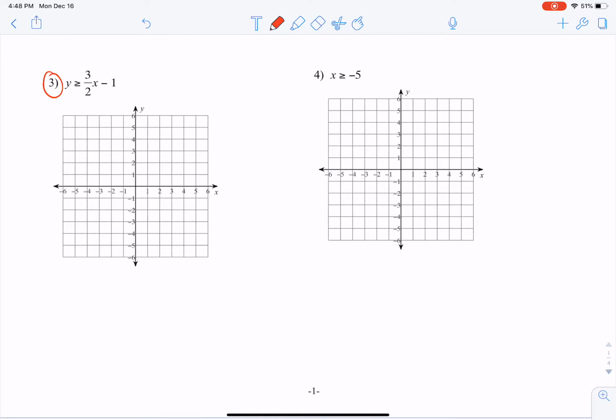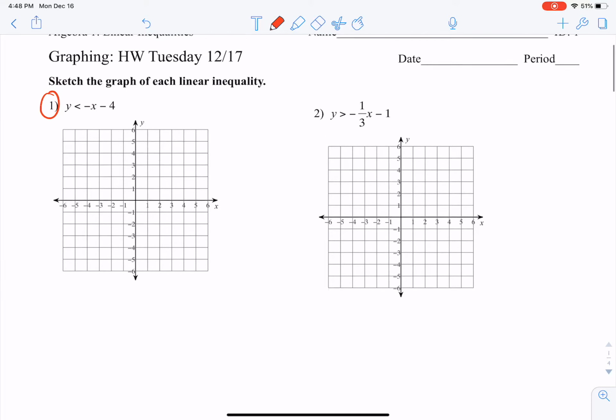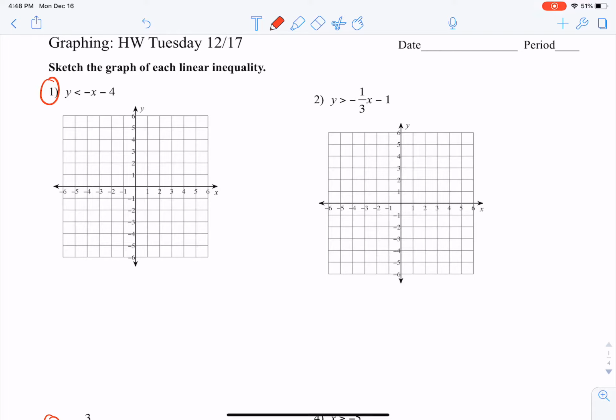So the first thing that I want to do is sketch the graph of this linear inequality, and the way that I can do that is by treating this like it's regular y equals mx plus b, so negative x minus 4. So I will come down here to negative 4. There's my y-intercept, and from here I can go down 1 and over 1, down 1 and over 1, and so this will be where my graph is on this coordinate plane.